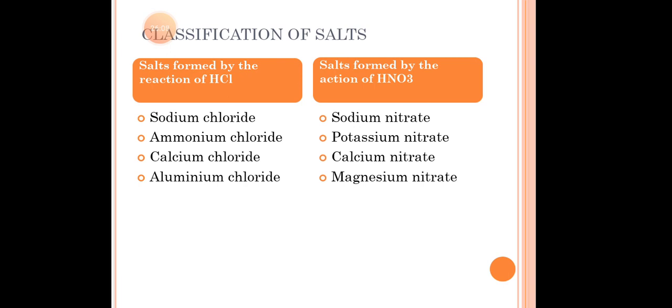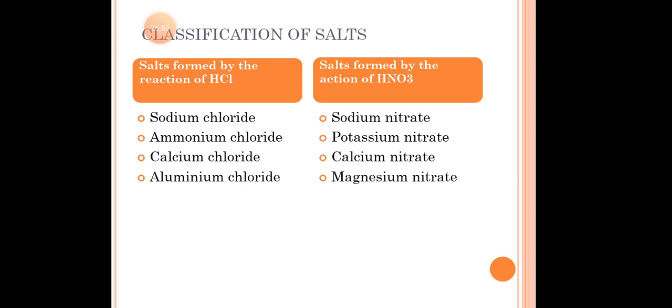Suppose a base reacts with sulfuric acid. Sulfuric acid has the radical sulfate. So all the salts which are formed by the action of a base with sulfuric acid will have the sulfate radical. Sodium sulfate, potassium sulfate, ammonium sulfate, calcium sulfate, magnesium sulfate. When you look at this list, you can understand these salts are formed when a base reacts with sulfuric acid. In the same way, carbonates. When you have the formula CO3, immediately you must understand this has been formed by a base reacting with carbonic acid, H2CO3.